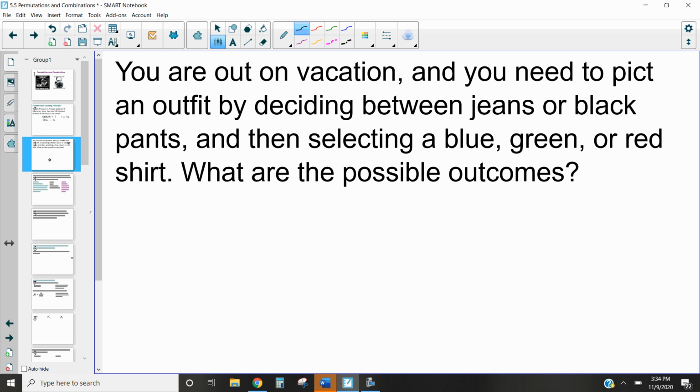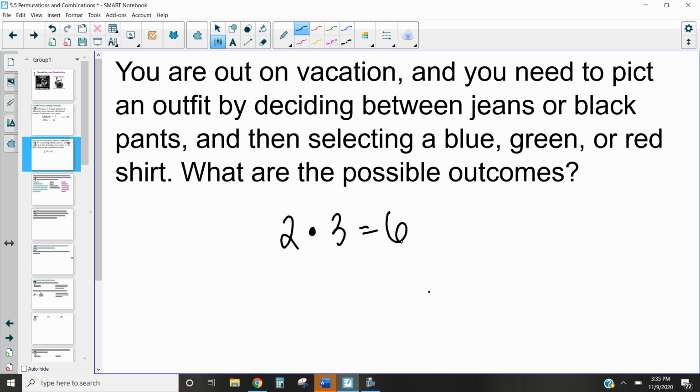So you're out on vacation and you need to pick an outfit by deciding between jeans or black pants and then selecting a blue, green, or red shirt. What are the possible outcomes? Well, for our pants, we have 2 options. We can either wear jeans or black pants. And then we want to multiply that according to the fundamental counting principle by our shirt options, which are blue, green, and red, or 3 options. So total I have 6 different outfits.